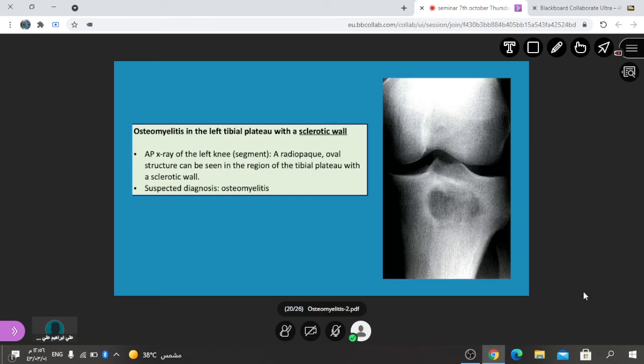Here is an example of a radiograph, X-ray. We can see the sclerotic wall with a radiolucent lumen that may show an abscess. This is a later stage, not an early stage. So the diagnosis by X-ray is not very early. The early stage can show only edema, and periosteal inflammation later.